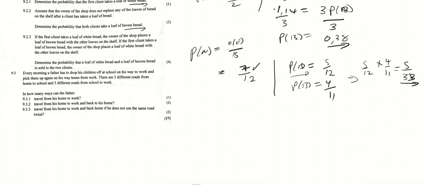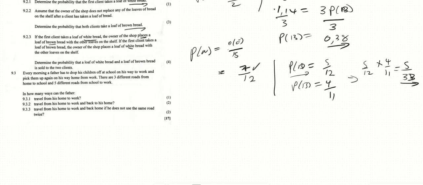If the first client takes out a loaf of white bread, the owner of the shop places a loaf of brown bread on the shelf with the other loaves. If the first client chose brown, the owner will place white with the other loaves. So you see, if you chose white, he places brown. That means this is replacing the loaf of bread, meaning that the number of loaves remains 12. But if you chose white, he places brown; you chose brown, he places white. So now let's look at determining the probability that a loaf of white bread and a loaf of brown bread is sold to the two clients.